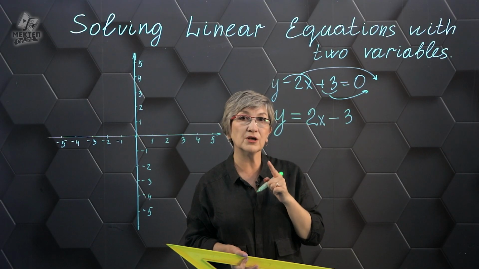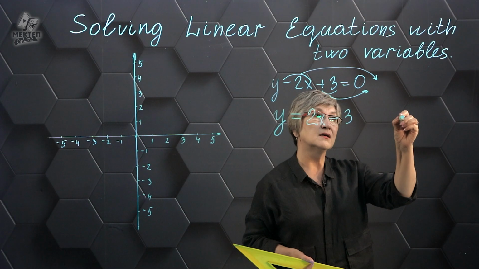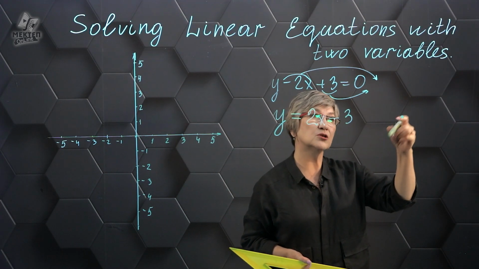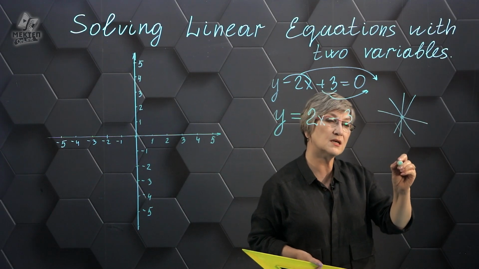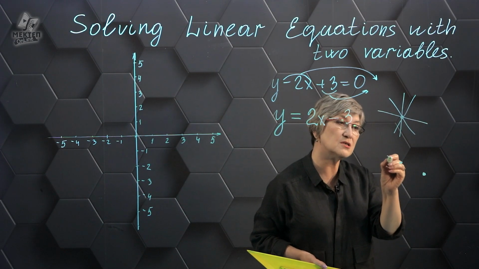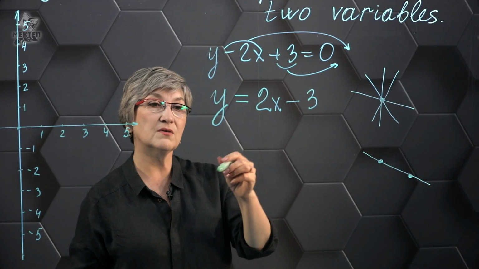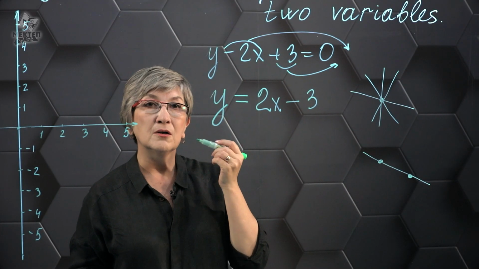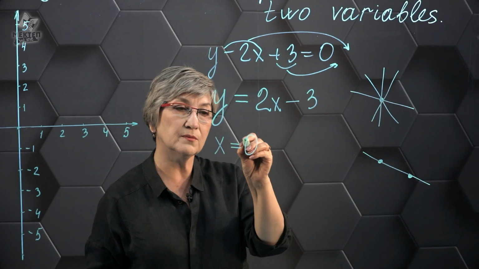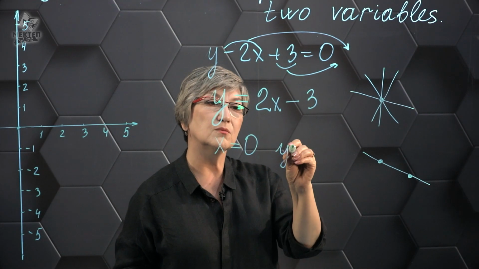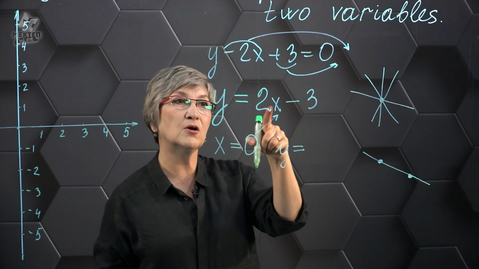Why? Because if I mark one point, then through that point I can draw many lines. But if I mark 2 points, I can draw only one line through 2 points. So let's take any numbers for x. If x is 0, then instead of x, I will substitute 0. Then 2 times 0 is 0, so y will be equal to minus 3.